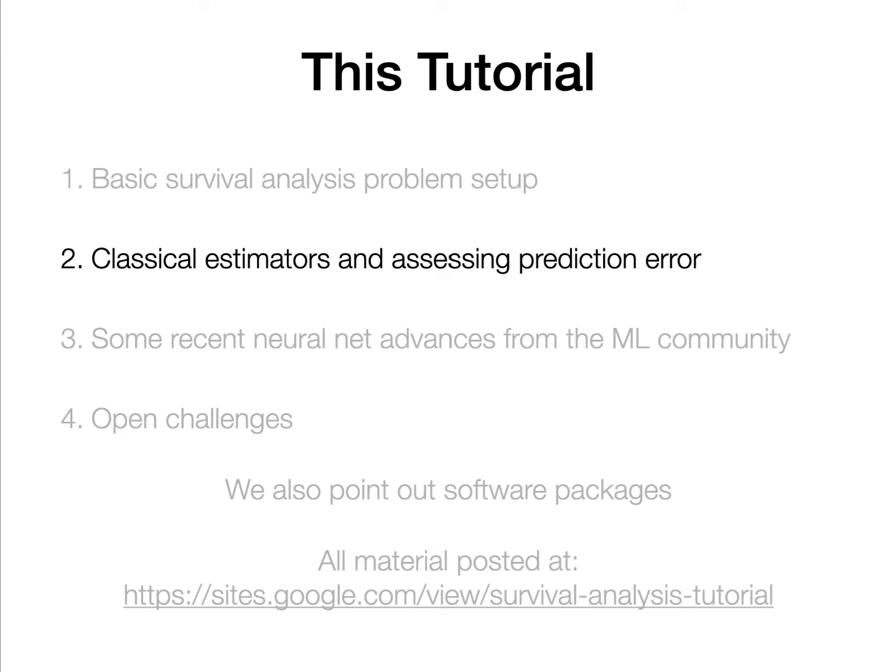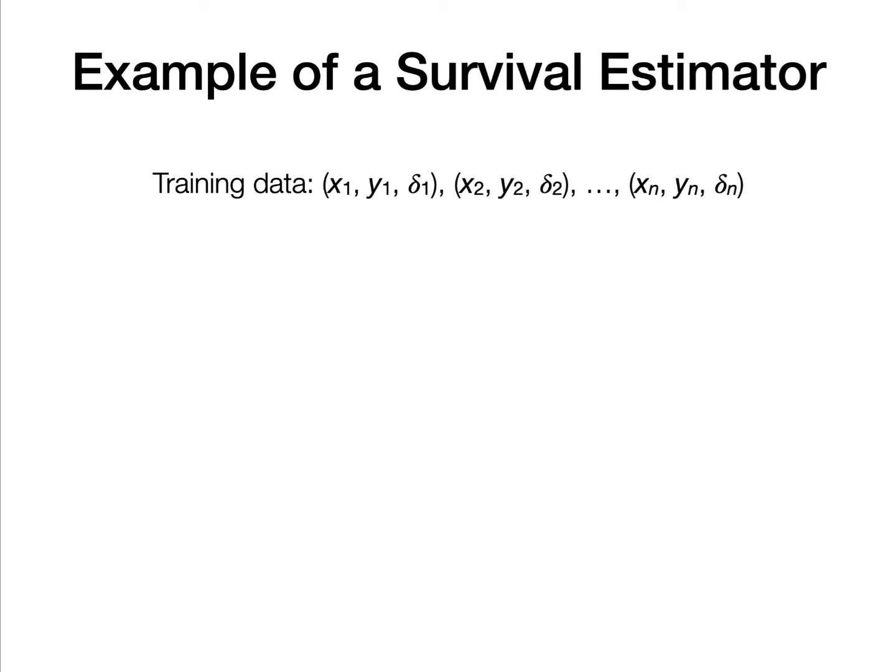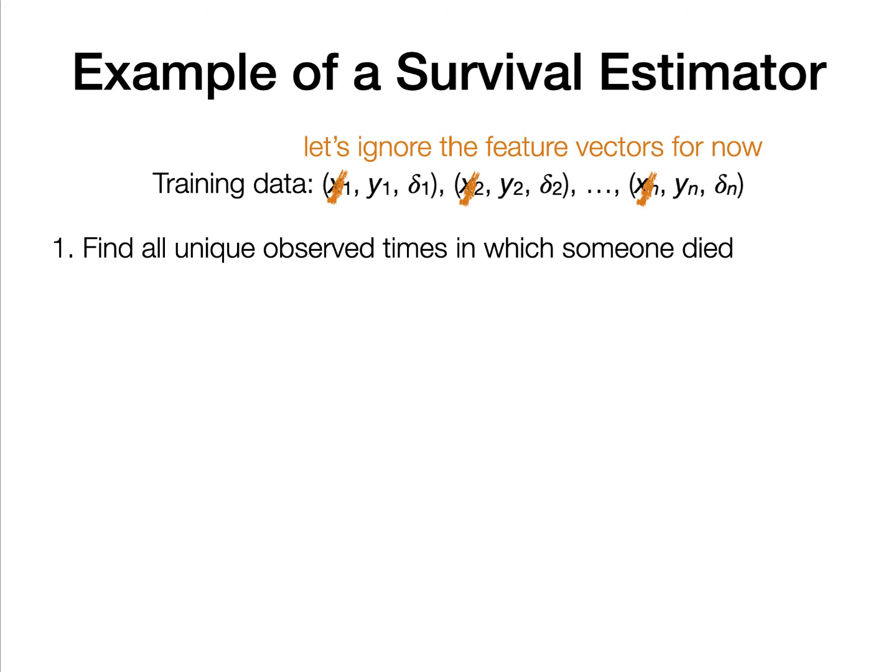All right, so with that being said, now we'll move on to the second part of the tutorial where we're going to talk about how to actually estimate the survival function and also how to assess prediction error. Okay, so here's an example of a survival estimator. We're going to do something that looks kind of dumb, but we'll get to the more realistic setup momentarily. We'll begin by ignoring all the feature vectors. Okay? Then, of course, the survival function that we estimate is not going to be conditioned on the feature vector. So that's okay. We'll see what happens in a moment.